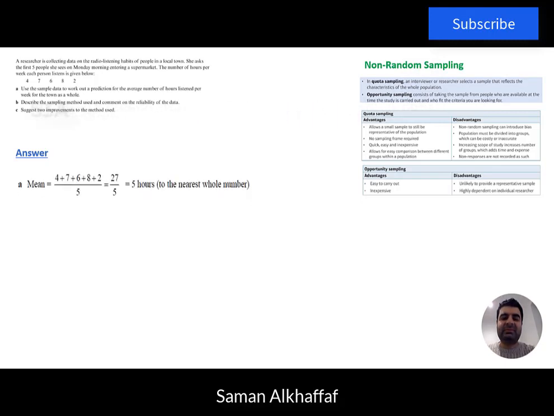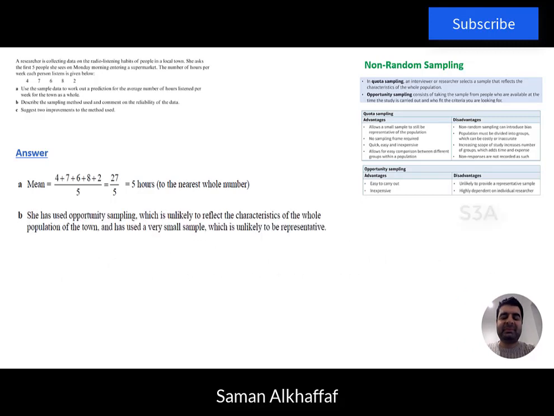So in this scenario, we take the mean, which will be adding all the numbers and dividing them by the count, essentially finding the average. As we have five numbers, we divide them over 5, so that will give us approximately 5 hours, taking it to the nearest whole number.